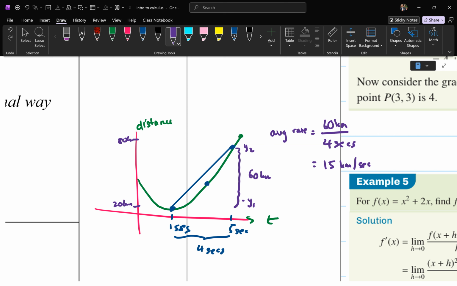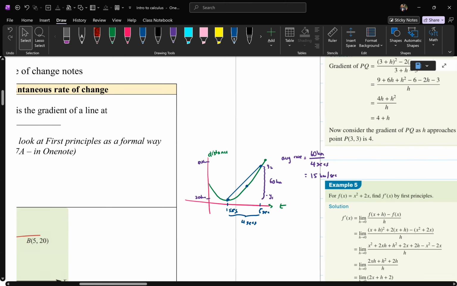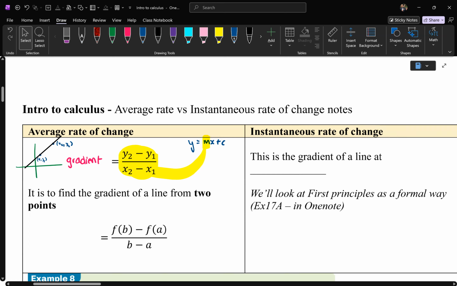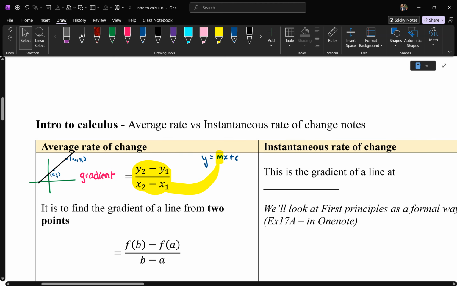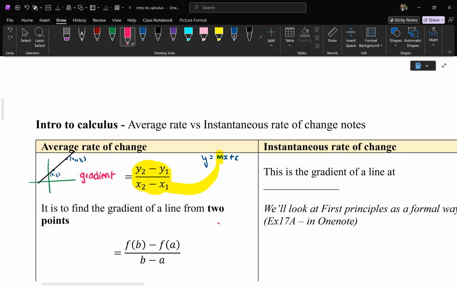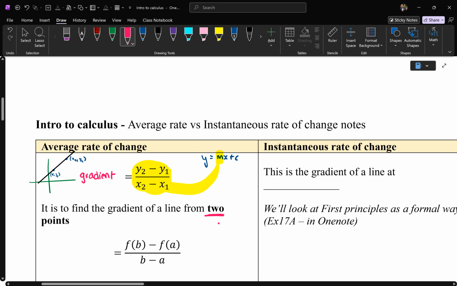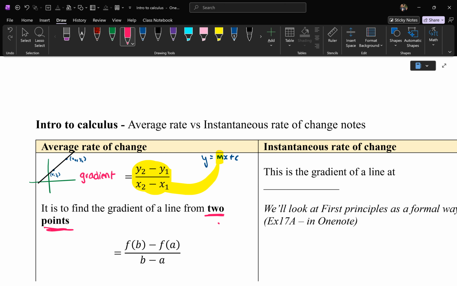That rate is your gradient, but it is a rate of change between 2 points, which is what you were doing in year 9. You only use 2 points to understand rate of change. So, to sum up the difference, write 2, or actually underline the word 2 over here. So you can find the gradient, which is a rate of change, using 2 points. That's what year 9 theory is.